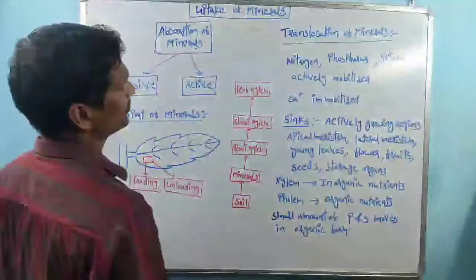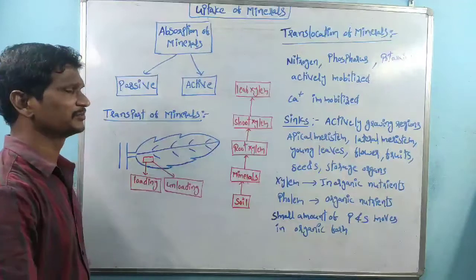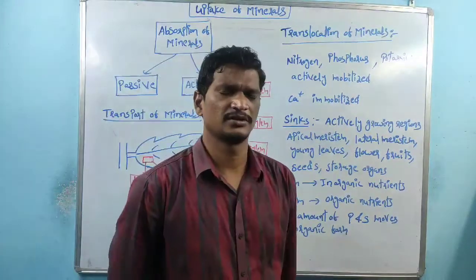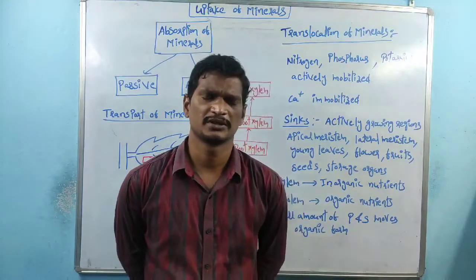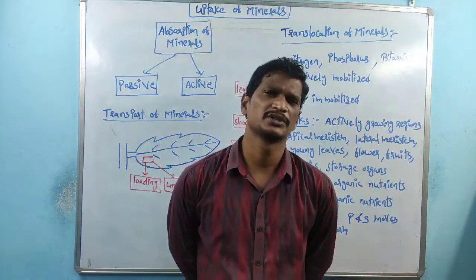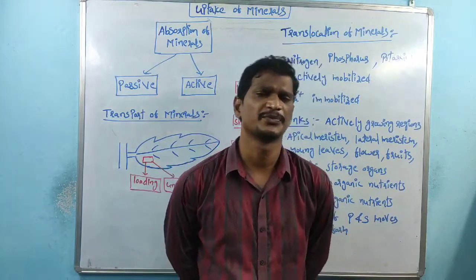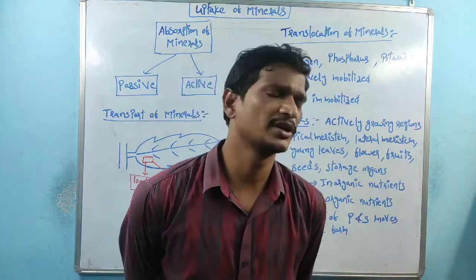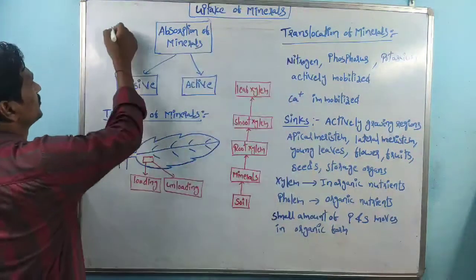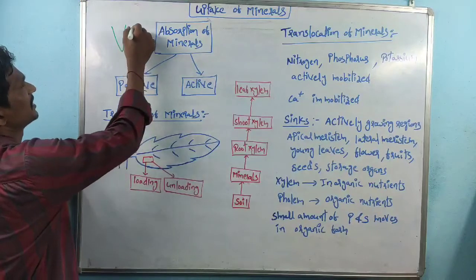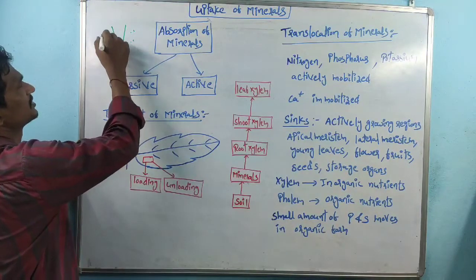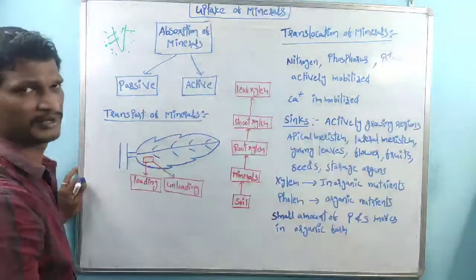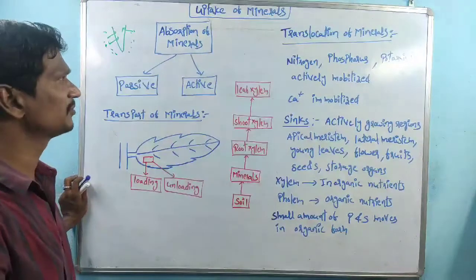Coming to the next one, the uptake of minerals. That is nothing but absorption of minerals. We already discussed in the last chapter, the mineral metabolism chapter, that there is passive absorption and active absorption. Passive absorption means the soil contains a high amount of minerals. Suppose this is a root and the soil contains a high concentration of minerals, then the minerals are passively absorbed by the plant.